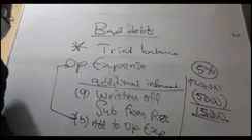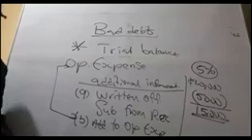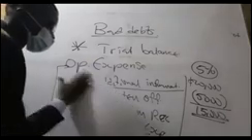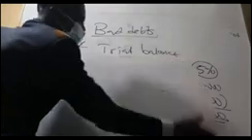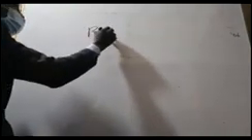So how we have to account for it, that is the question. So now let's see. Provision for bad debt. We also call it doubtful debt. Provision for doubtful debt.